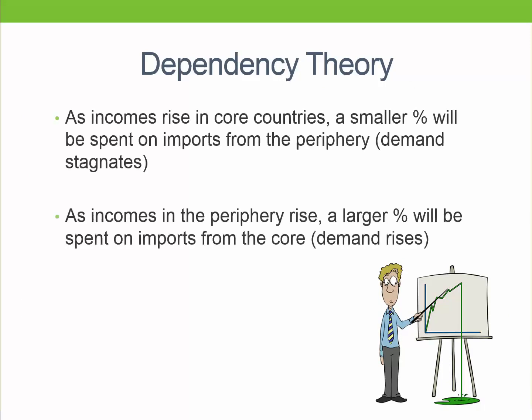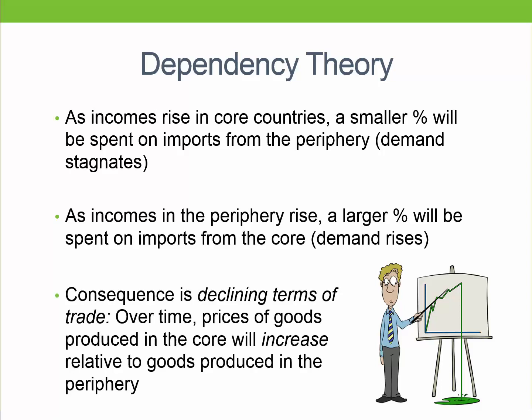So, dependency theory said that as incomes rise in the core countries, a smaller percentage of that income is going to be spent on imports from the periphery, and demand is going to stagnate for primary products. On the other hand, as incomes in the periphery rise, a larger percentage of those incomes will be spent on imports from the core, those manufactured goods. Demand is going to rise for goods produced in the core. The consequence of this is declining terms of trade. Over time, the prices of goods produced in the core will increase relative to the prices of goods produced in the periphery.